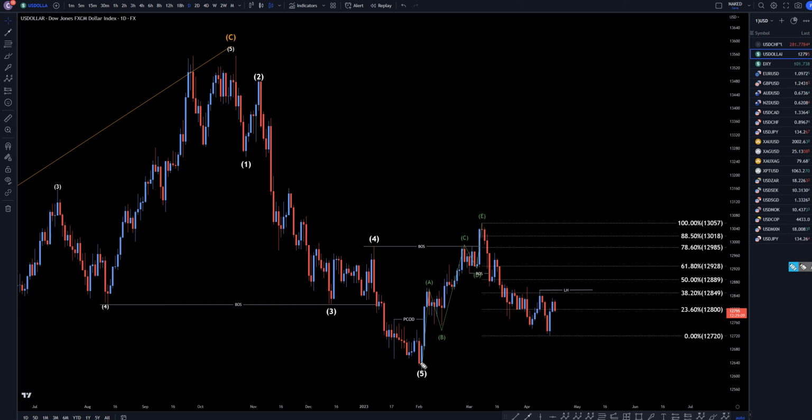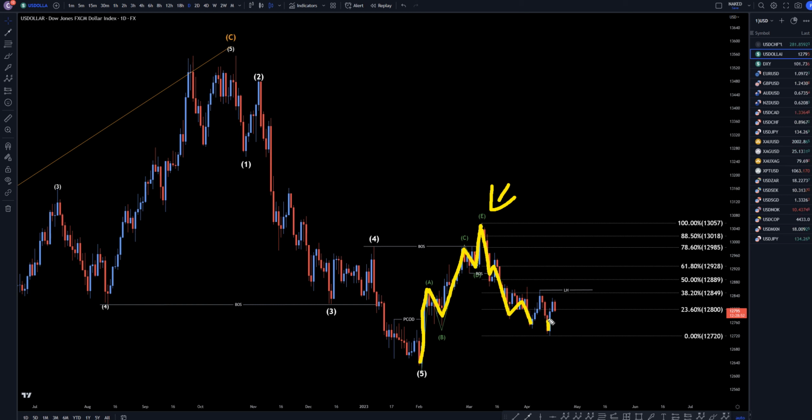On the daily, I see what could possibly be either a motive wave correction or an ABCDE. Either way, it does kind of look to me like that is the end of a correction because this move down is a trend. That move down is not a correction. That looks to me like a trend.